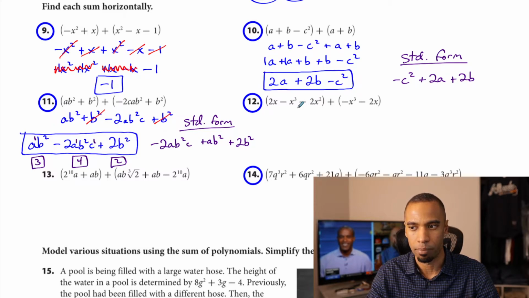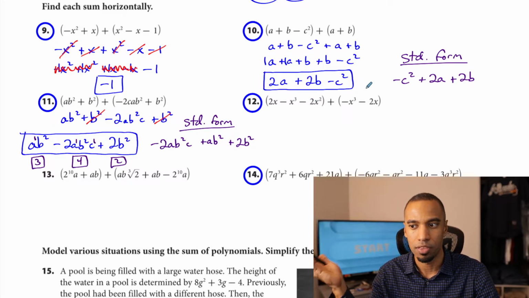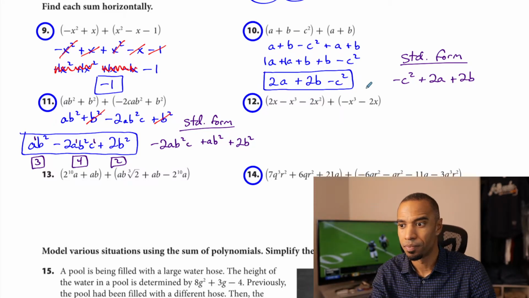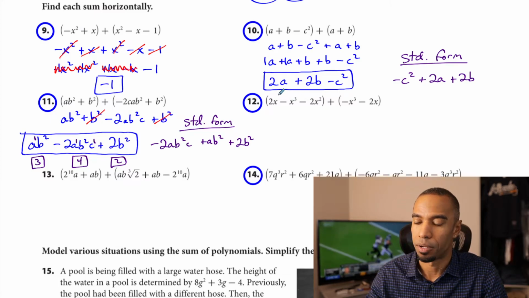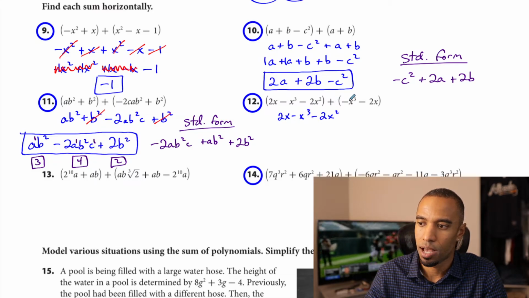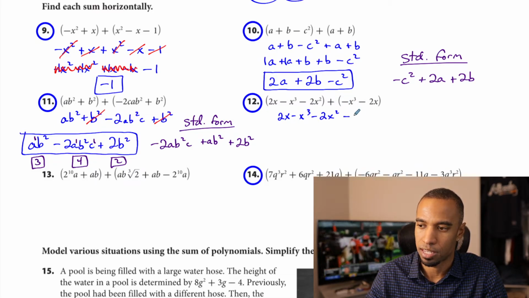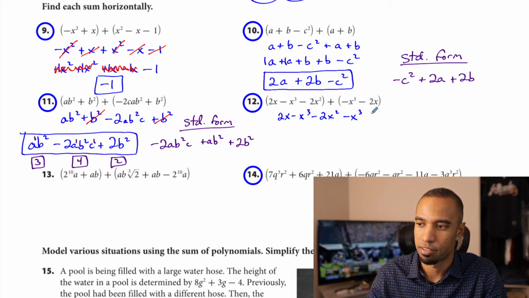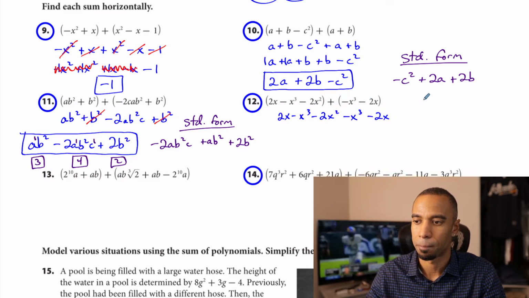And I want to do it here because these have all x's in them, even though things may naturally cancel out. We'll see. But okay, so here we have 2x minus x cubed minus 2x squared plus negative x cubed, that means minus x cubed, plus negative 2x, that means minus 2x.